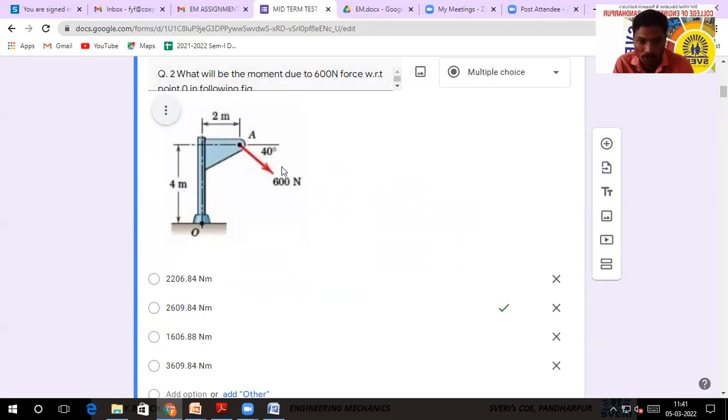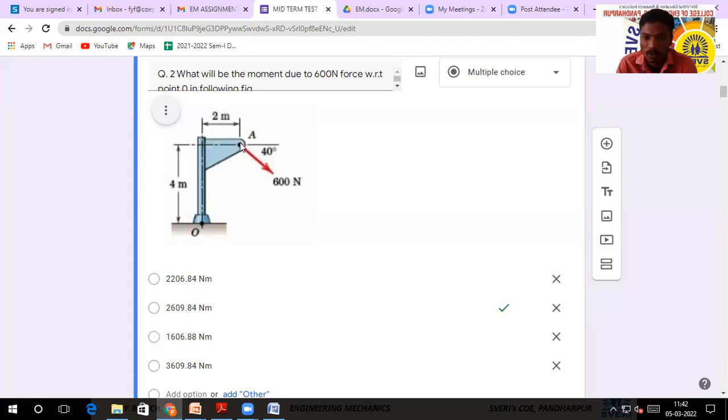What will be the moment due to 600 Newton force? Here there is a 600 Newton force and we are just supposed to find the moment with respect to point O. What would we have had to do? What is the definition of moment? Force into perpendicular distance. Then is this force perpendicular here? Or is it possible to get the minimum distance between the line of action of force and point O? Are you with me? Yes, sir. Not possible. First, what we have to do? We have to resolve this force horizontally and vertically. Both distances are known.